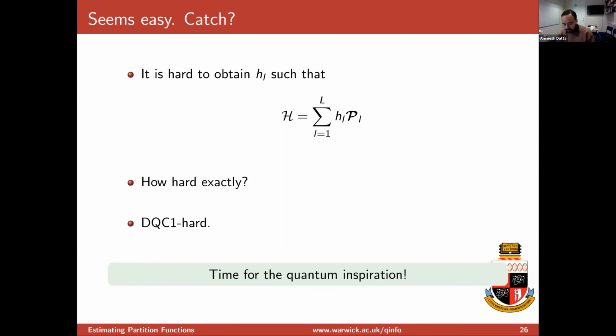And to understand that, we now need to go into the second part of the talk, which is the quantum inspiration for our algorithm. We started by saying we have a Hamiltonian, which is a linear sum of tensors of Paulis. It turns out that getting that form is actually computationally hard in general. Well, how hard? Something called DQC1 hard. So then we need to go into, well, what is DQC1? What does that even mean?